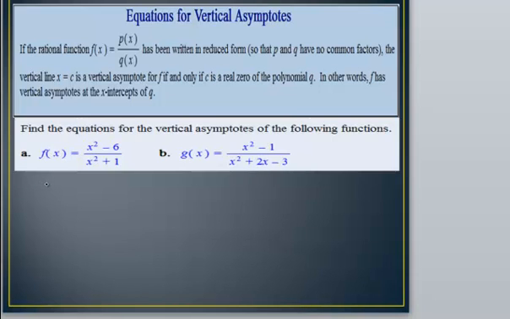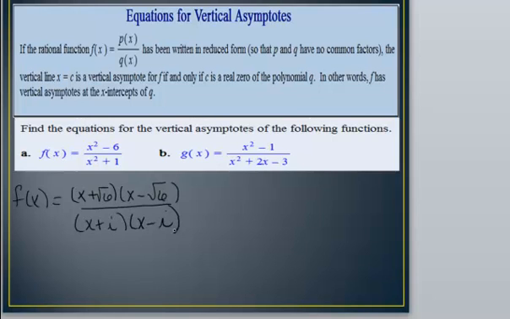x squared minus 6. Well, we do have a difference of something that's squared and a number that's not squared. If we were to completely factor this one, we would get something like this: x plus the square root of 6 and x minus the square root of 6. The denominator would actually give us x plus i and x minus i. Now if you don't understand that, it's totally okay. Just set each of these equal to 0 and solve for x.